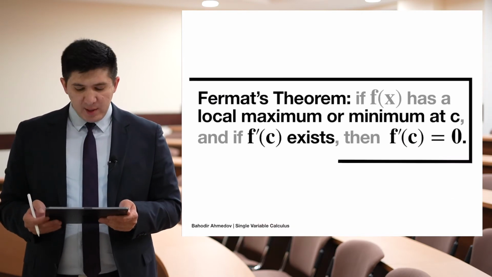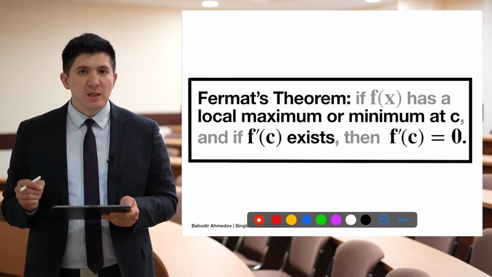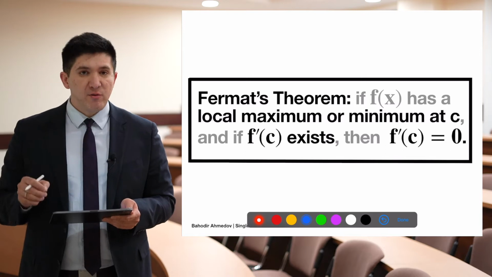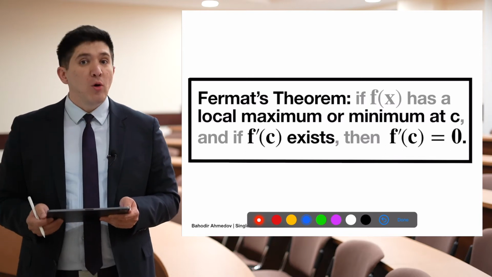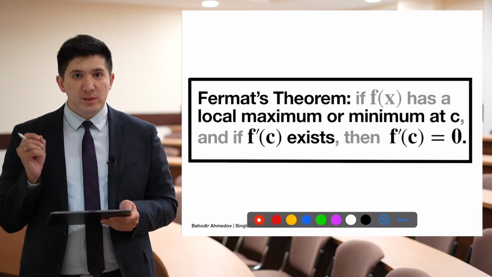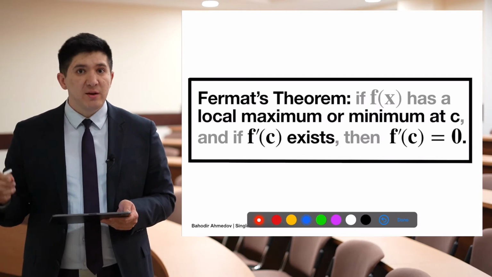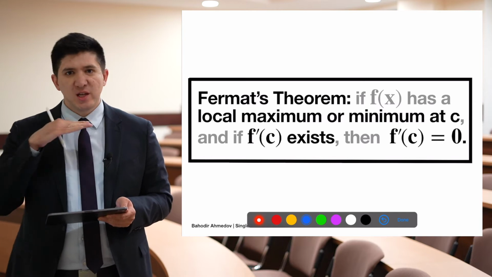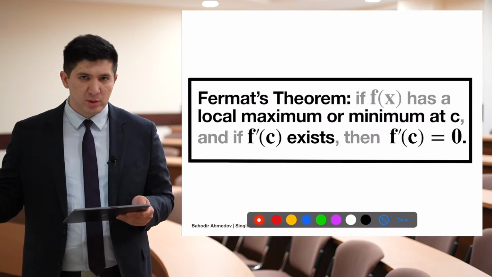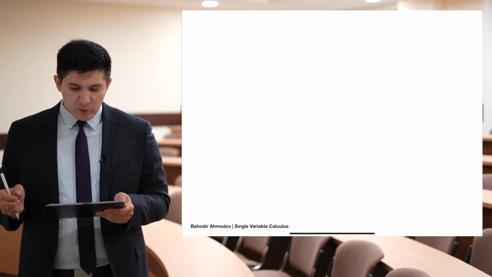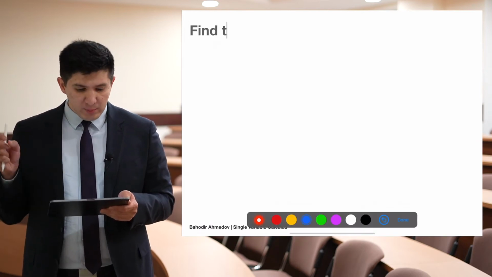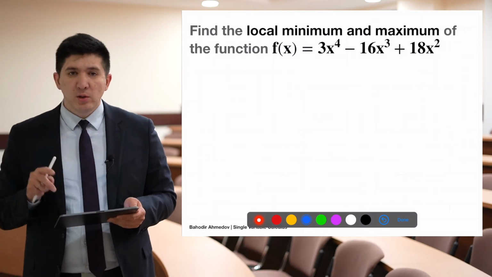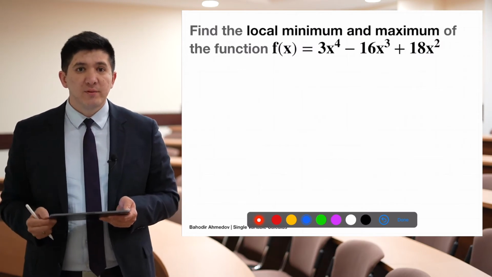In this regard, it is very important to state the Fermat theorem, which states that if f of x has a local maximum or local minimum at some point c, then the derivative of the function at that point is equal to zero. So essentially, the tangent line is going to be horizontal. So what we need to do is look for the points where the derivative is equal to zero, and also then look at the signs of the derivative.